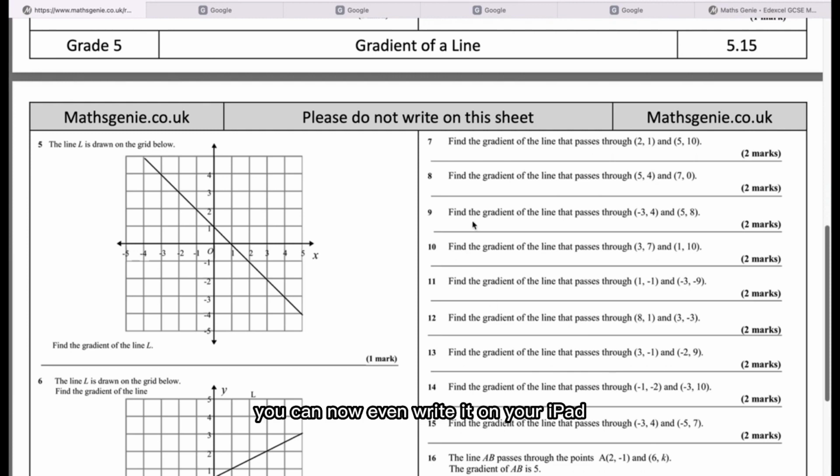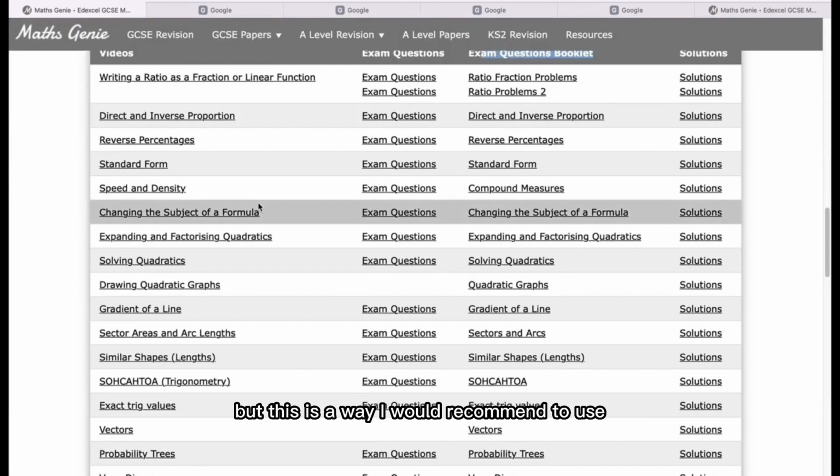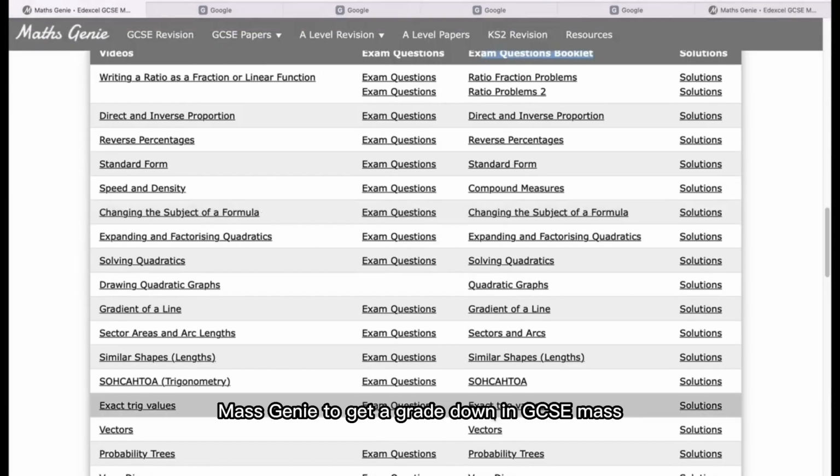Nowadays, you can even write it on your iPad. You can download it to your iPad as a PDF, and use Markup or some other software to write with your interactive pen. There are a lot of useful things, but this is a way I would recommend to use Maths Genie to get a grade 9 in GCSE Maths.